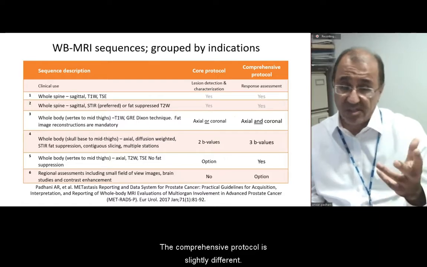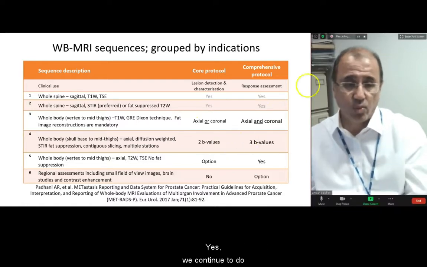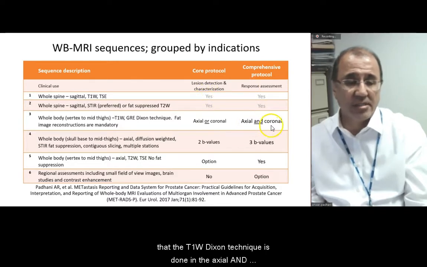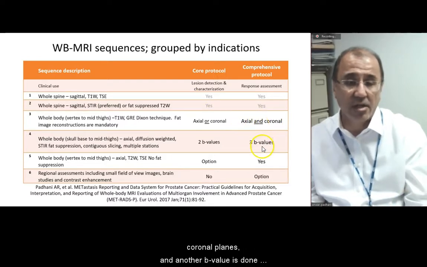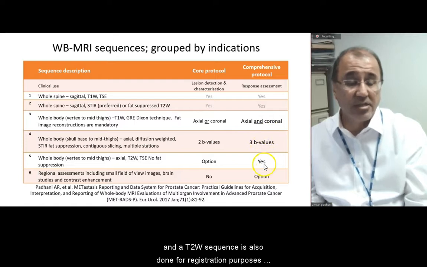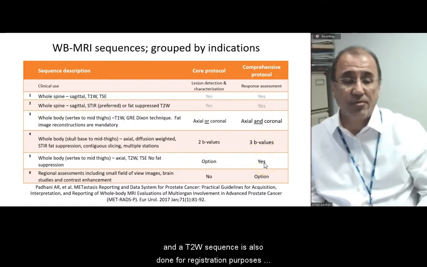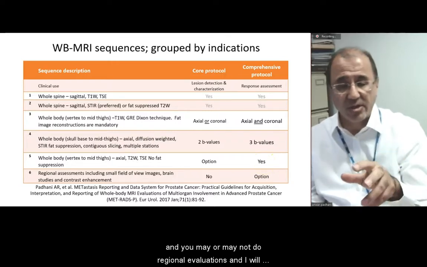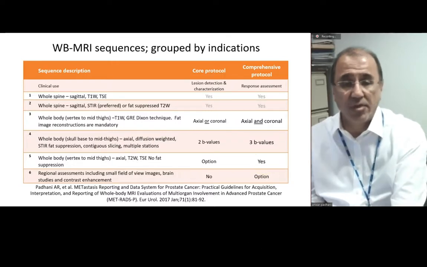The comprehensive sequence is slightly different. Yes, we continue to do the sagittal T1 and T2 sequences, but you can see that the T1 Dixon technique is done in the axial and coronal planes. This is another b-value that's done. A T2 sequence is also done axially for registration purposes, and you may or may not do regional evaluations of the brain, and I'll talk to you about that in a few seconds.